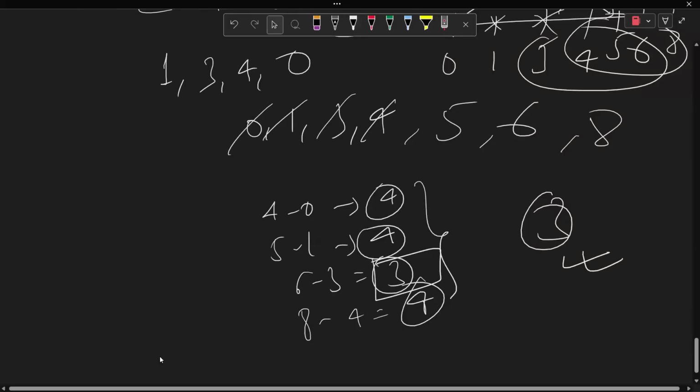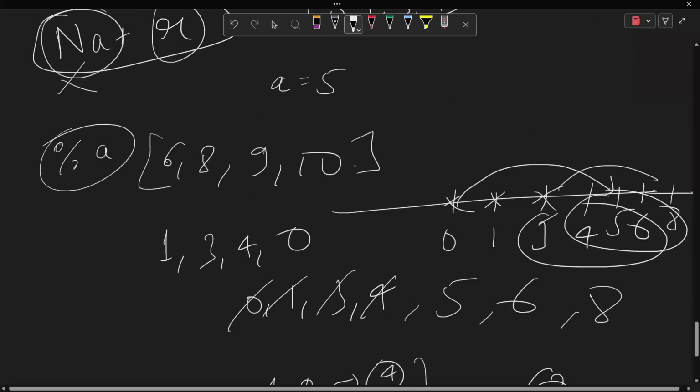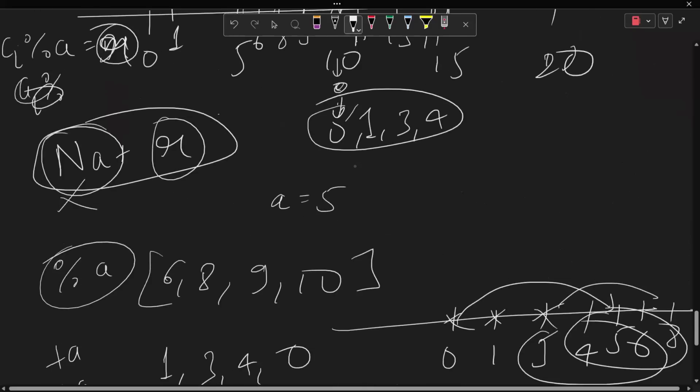I hope this logic is clear. Why we did this mod A is because you would always jump in multiples of A. So if initially your remainder is R, after every jump, your remainder would remain R only. Your mod A would never change. It would always be in this form, n times A plus R.